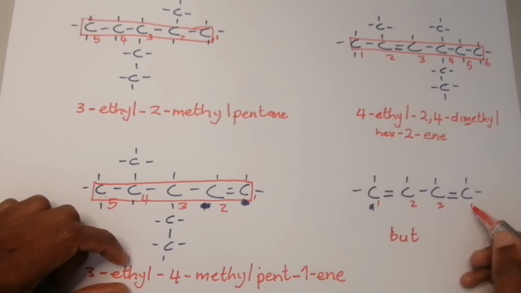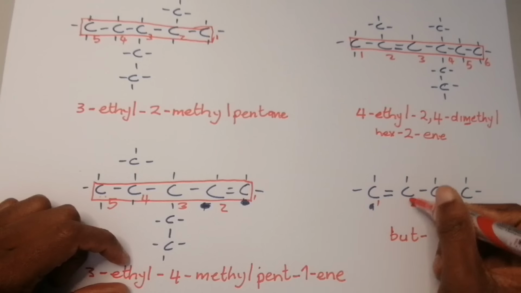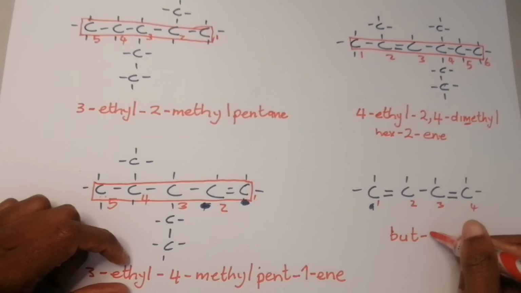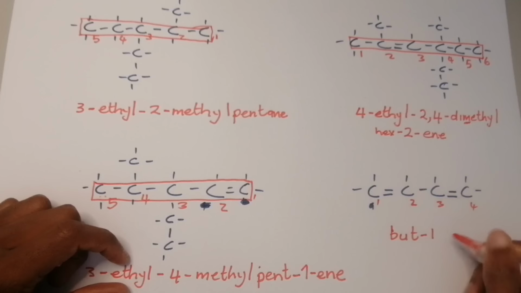Now please note we've got 4 carbons. That's but. Notice at 1 and 2, we take the smaller number. That's 1. And at 3 and 4, we take the smaller number 3. So that's 1, 3. At carbon number 1 and at carbon number 3, we've got the same thing, right? Which is what? An ene, which is a double bond, right? So that's buta-1,3-diene.